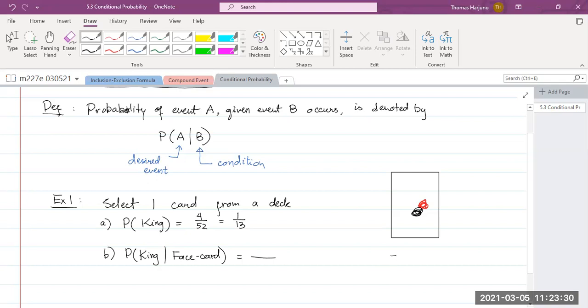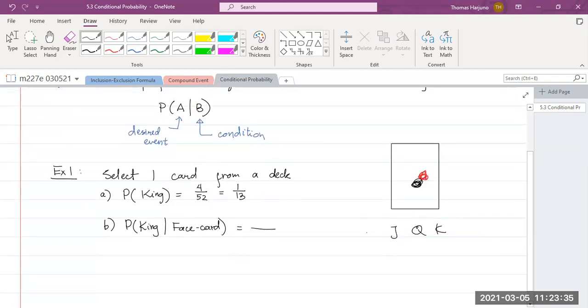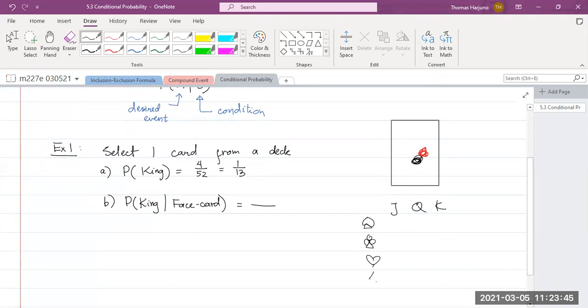We have jack, queen, king for spade, for club, for heart, for diamond, right? So we have a total of 12 face cards. Now, of these 12 face cards, how many of them are king? There are 4 of them king. Then the probability that it is a king is now 1/3.